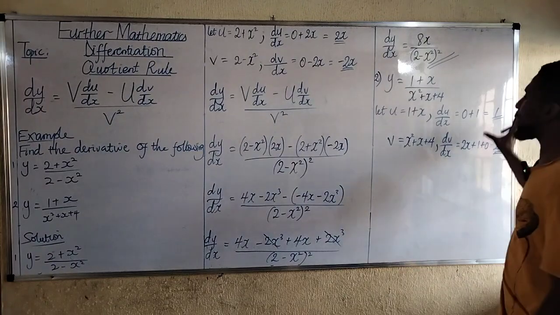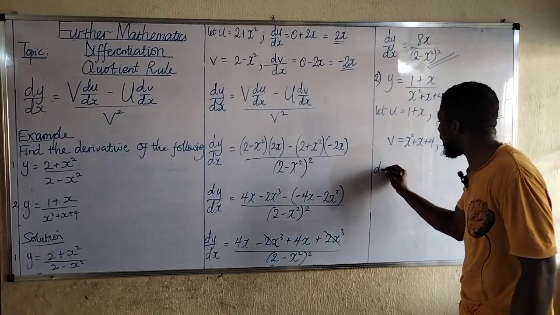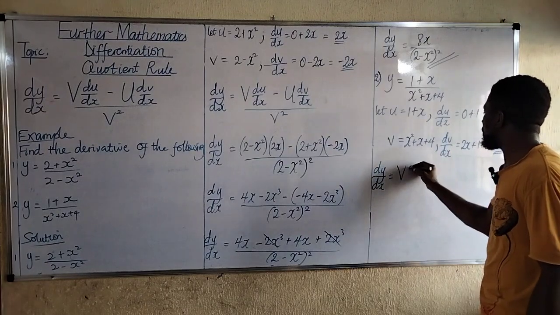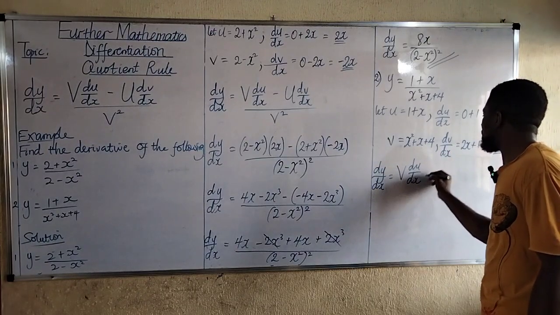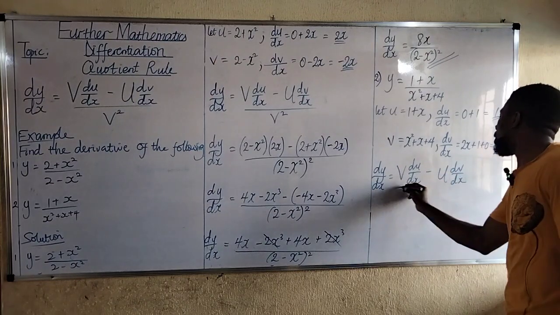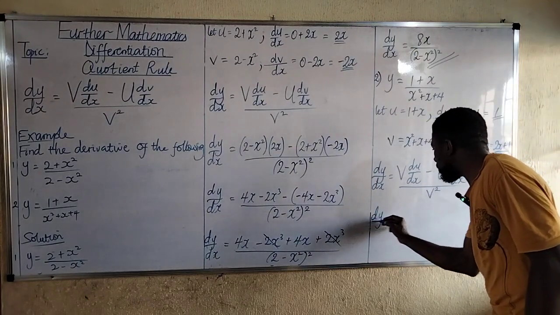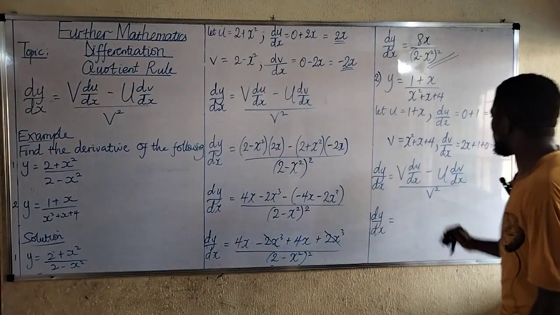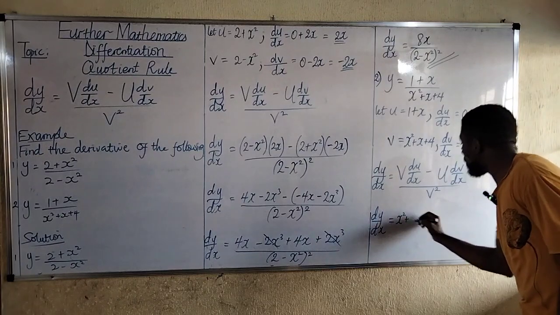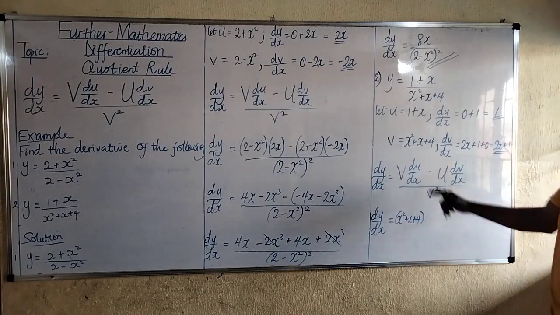Now, time for us to incorporate all these things in the quotient rule formula. The quotient rule formula says dy over dx equals v du over dx minus u dv over dx, all divided by v squared. So dy over dx will now be, what's our v? Our v is x squared plus x plus 4 multiplied by du over dx.